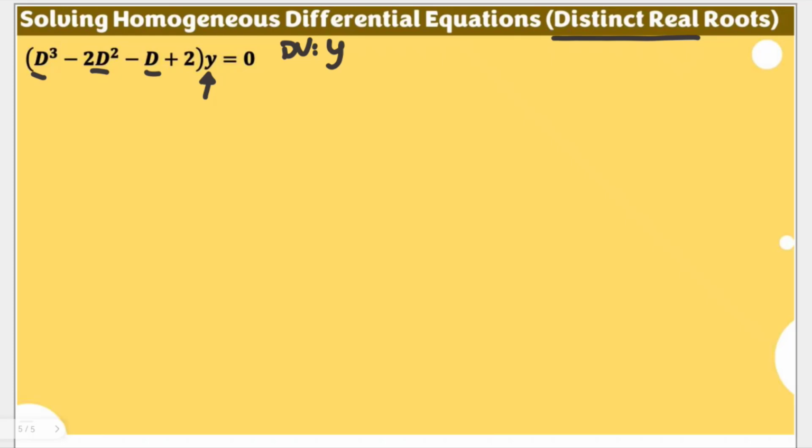That's just one of the four possibilities, because the other three possibilities: the second one is what if the roots are still real, but some of them are repeated, or we have multiplicity of 2 or 3. The third situation is when our roots are imaginary, and the fourth one is some of our roots are imaginary at the same time there are multiplicity or they are repeated. In this case, we assumed already that the roots here of our auxiliary equation are distinct and real.